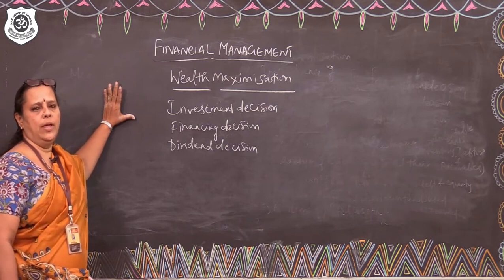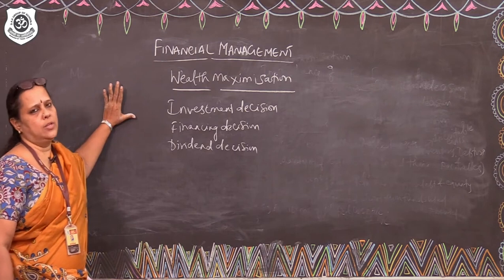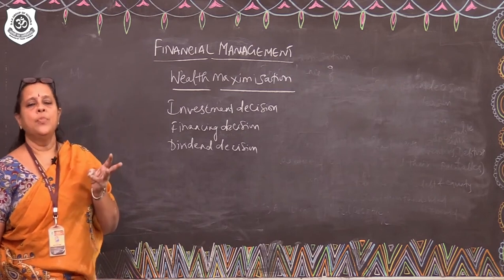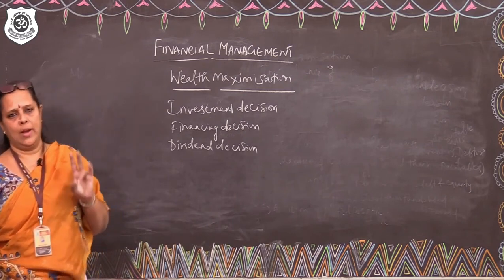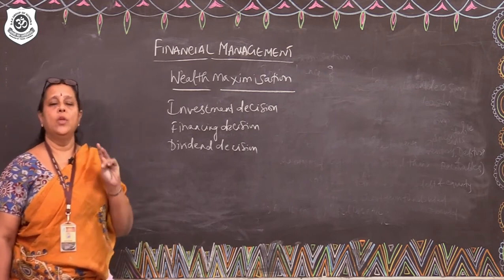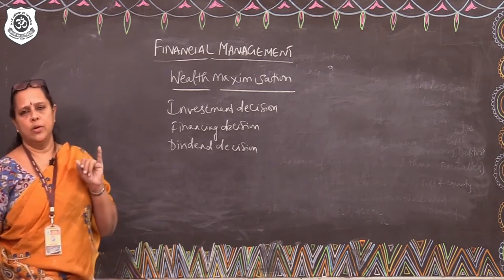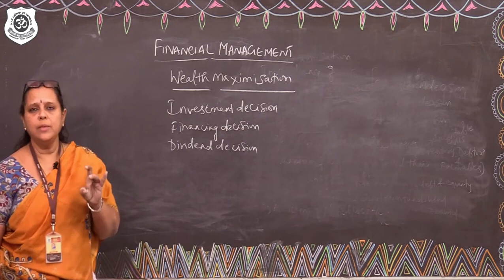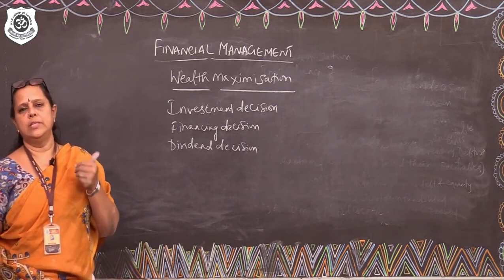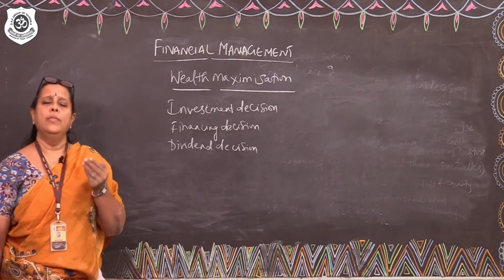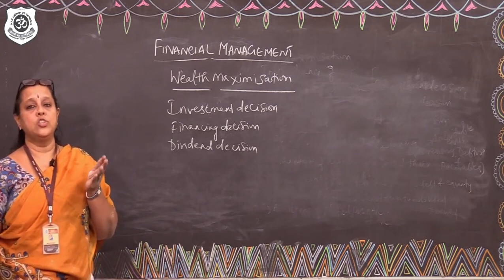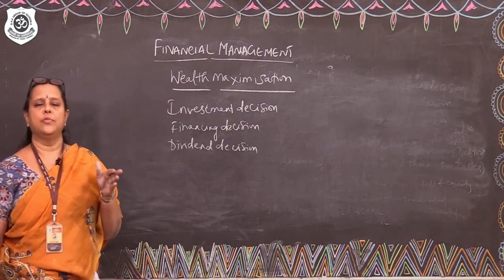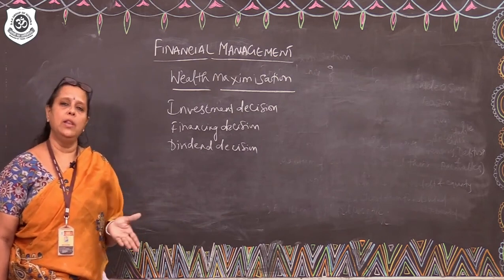To recapitulate, today we discussed what we mean by financial management. Financial management is that portion of management which deals with procurement of funds and their optimum utilization. Then we discussed the objectives of financial management: profit maximization, cost minimization, wealth maximization, availability of funds and safety of investments. Then we discussed the importance of financial decisions. All the decisions taken by a manager in his capacity as a finance manager are called financial decisions.